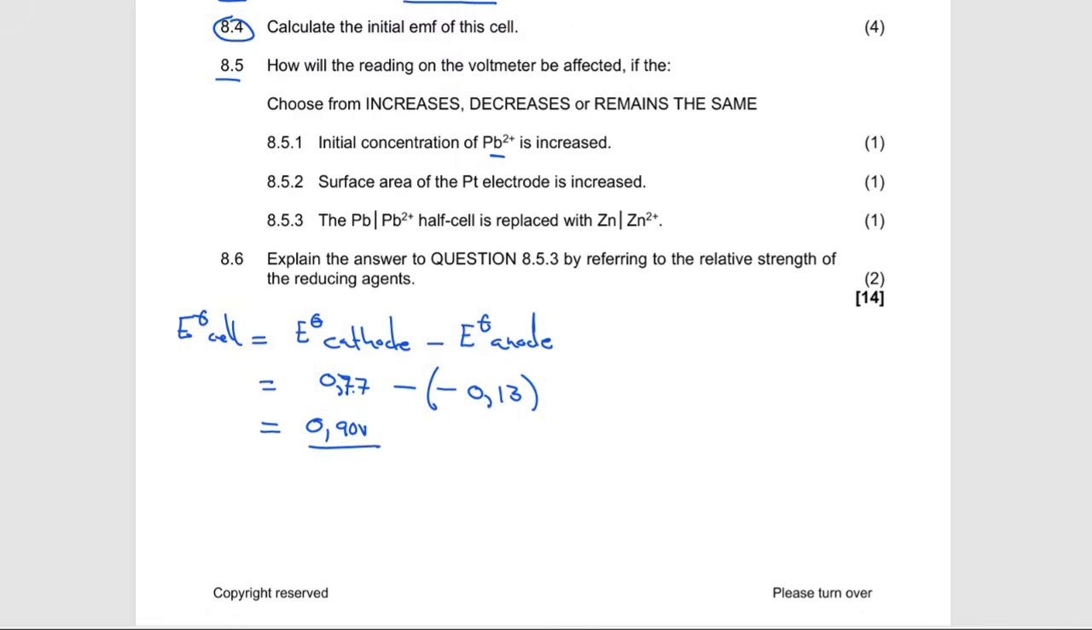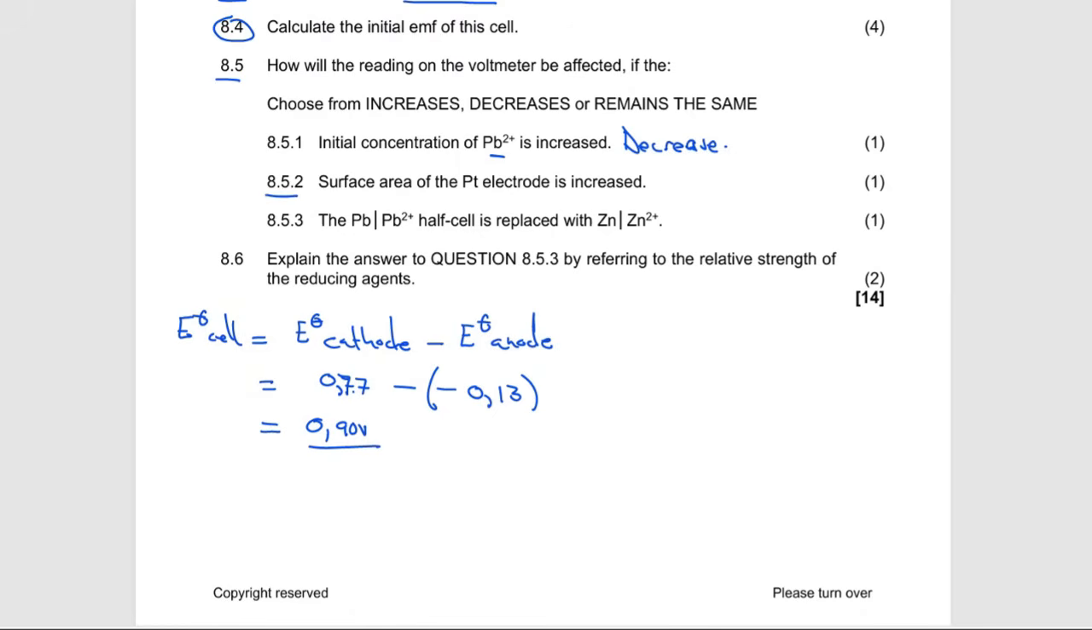So if we increase the initial concentration of Pb2+ there, what is going to happen is that the reading on the voltmeter, how is it going to be affected there? It is going to decrease. So our first option there is to decrease. If we increase the concentration of Pb2+, our voltmeter reading is going to decrease.